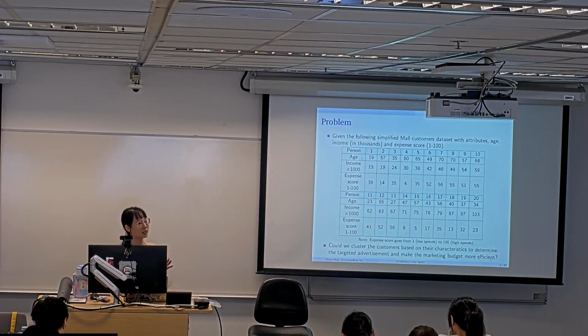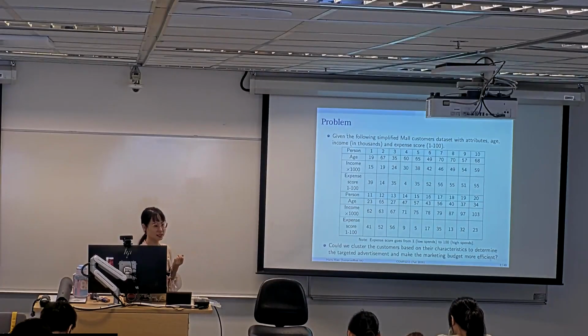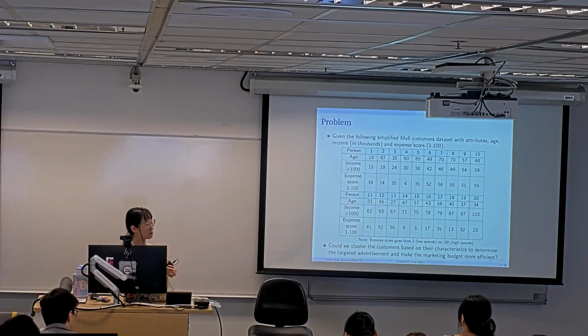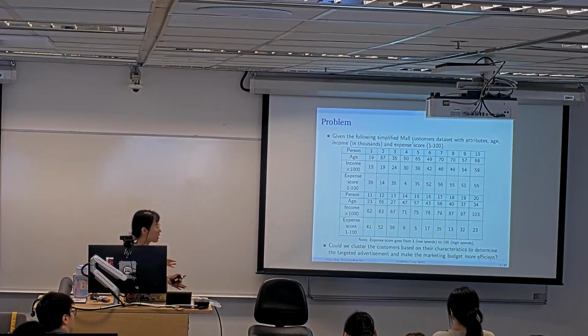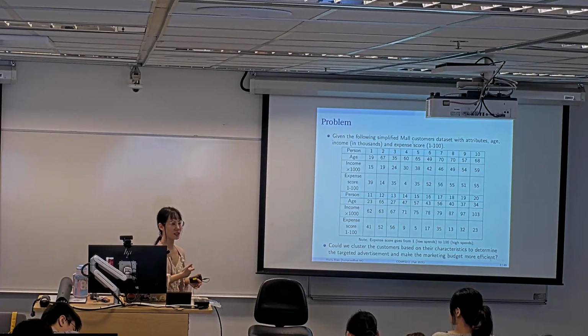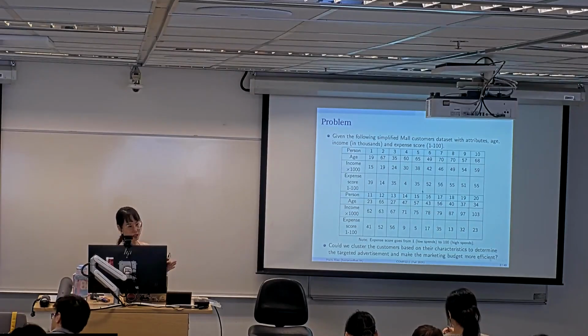So let's try to look at some practical problem we will deal with. Now we have a simplified mall customers data set with some attributes. We have three attributes or three features here: age, income, where the income is in thousands units, and expense score. Here the expense score is just some values in the continuous range 1 to 100, representing whether the customer has low spends or high spends. We have these three attributes, and as we can see in this table, now we have 20 data points.